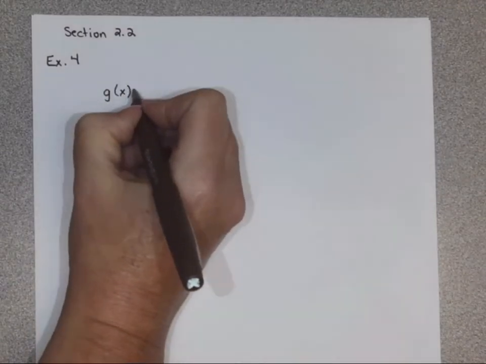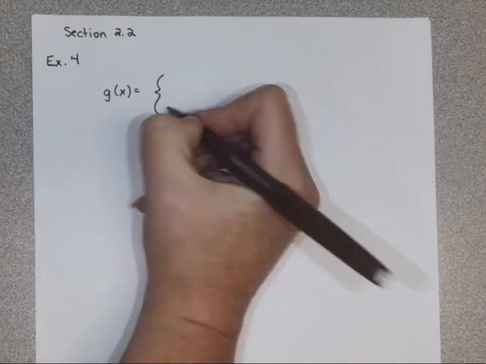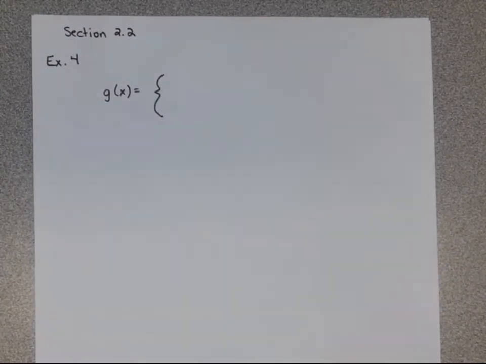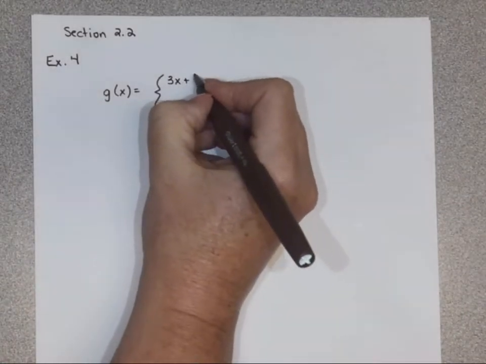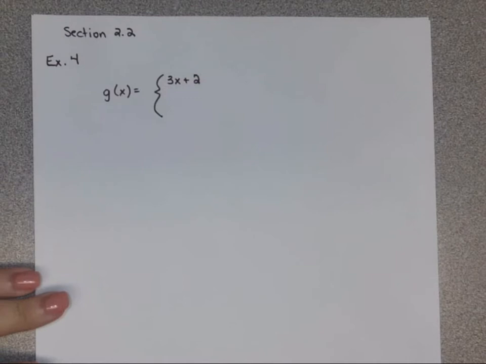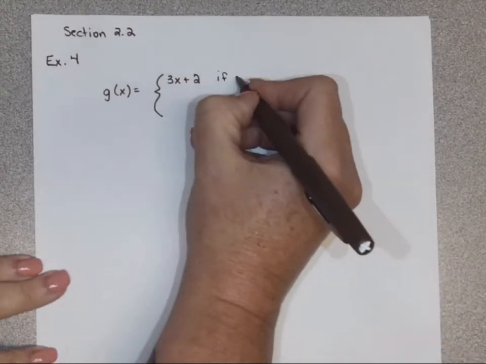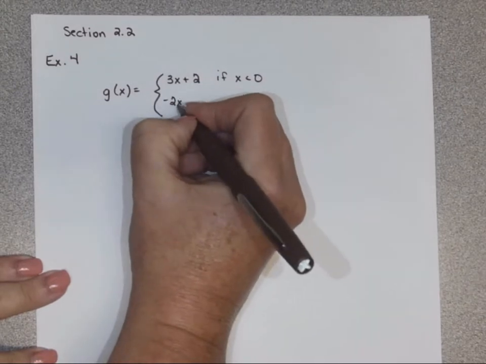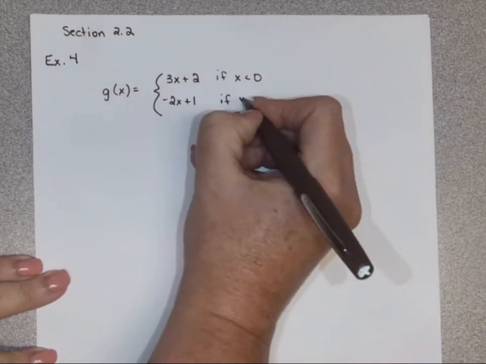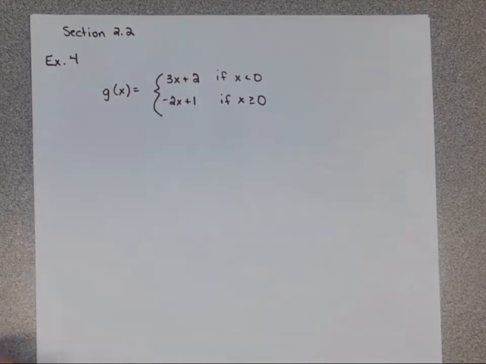When you have a piecewise function, it's going to have the g of x format, but it's going to have a curly brace there. The curly brace implies that everything inside the braces is going to be a part of that function. So this is an example of what a piecewise function might look like. We might use the pattern 3x plus 2 if x is less than 0. But then we might switch to the pattern of 2x plus 1 if x is greater than or equal to 0.